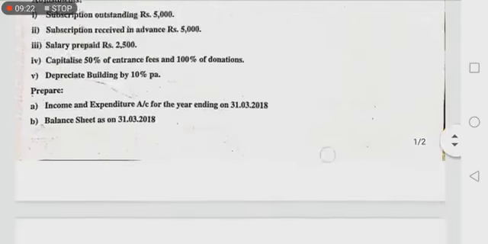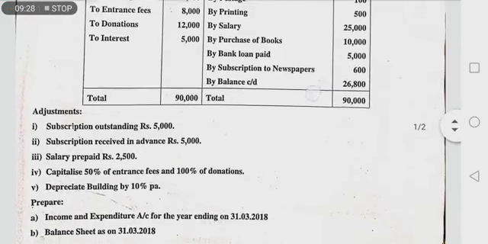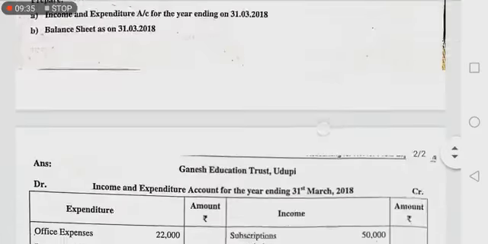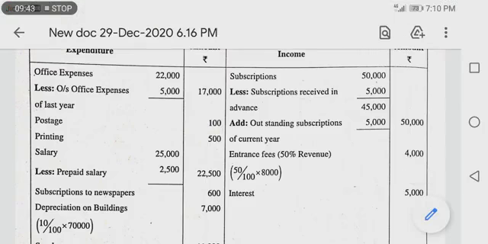And again you move towards the payment side. They have given the transaction related to postage, postal expense, that is 100. Just check the adjustments. Is there any transaction belonging to postage? Nothing is there. So you can record it directly under the expenditure side of the income and expenditure account. 100, you can see here.